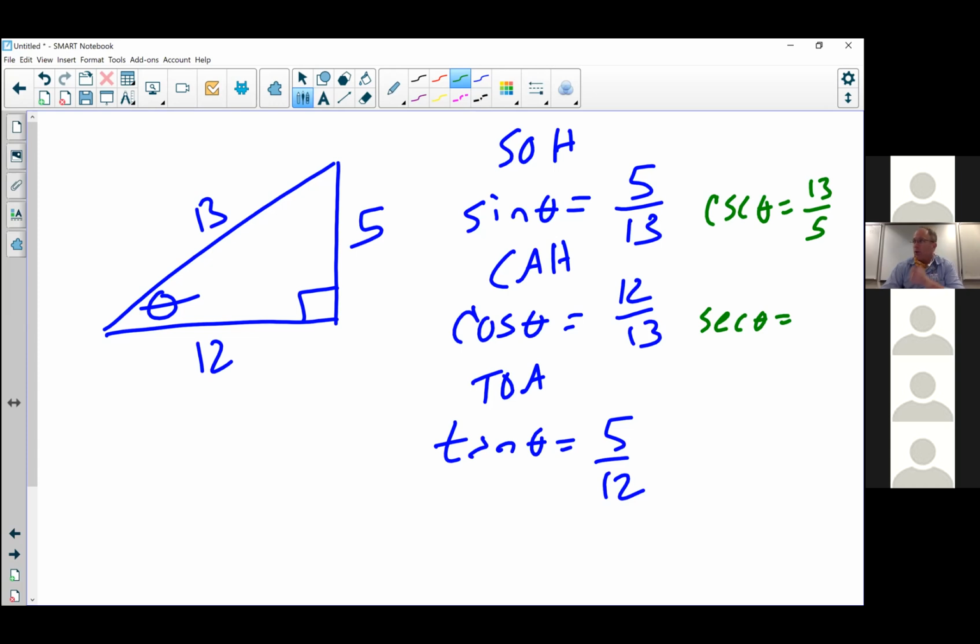Secant's the reciprocal of cosine. So what's that got to be? 13/12. Good. And cotangent is, what's the reciprocal of tangent?